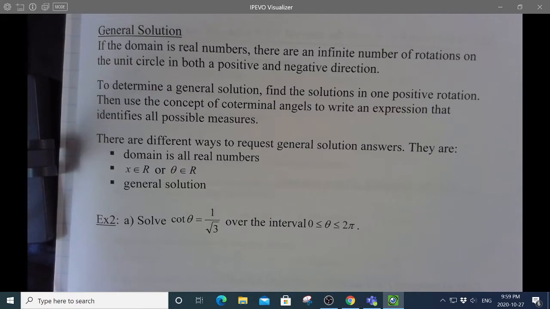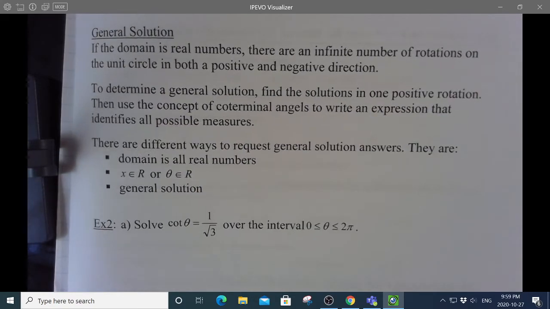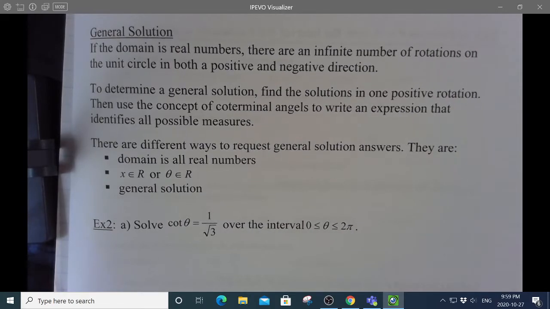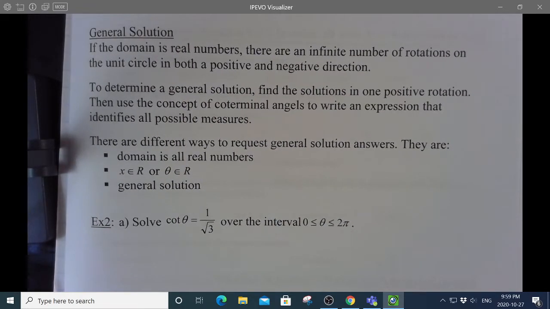So if the domain is all the real numbers instead of some set from here to here, then there's an infinite number of rotations on the unit circle that will give both a positive direction and a negative direction answer. To determine a general solution, find the solutions in one positive rotation, then use the concept of coterminal angles to write an expression that identifies all possible measures.